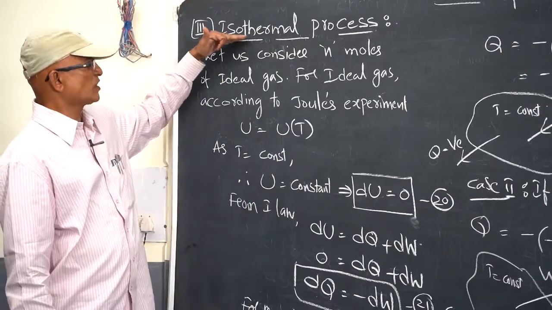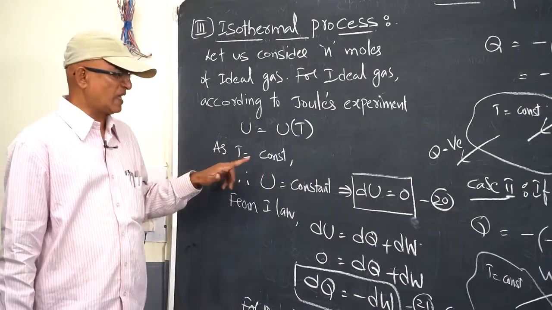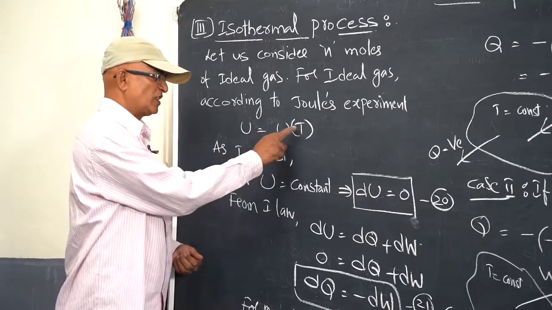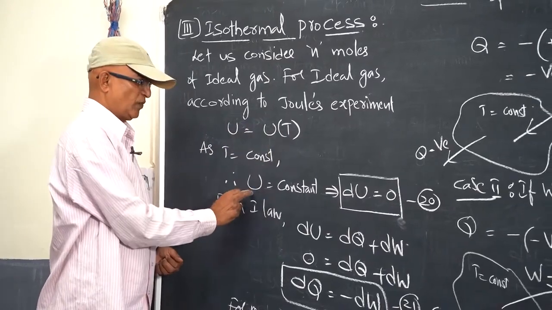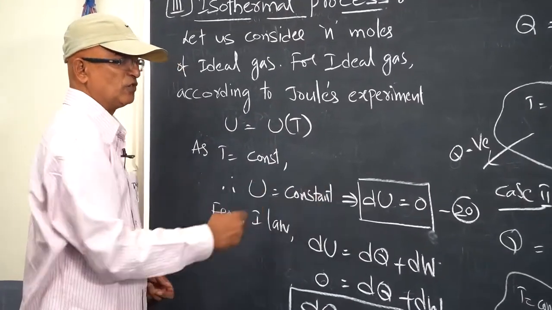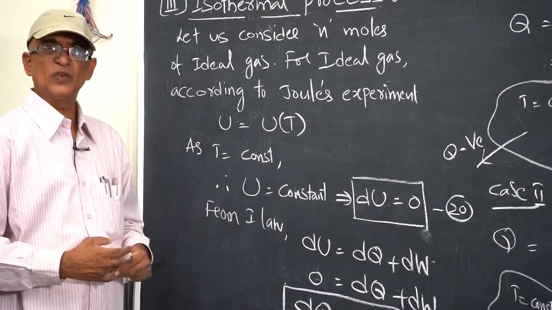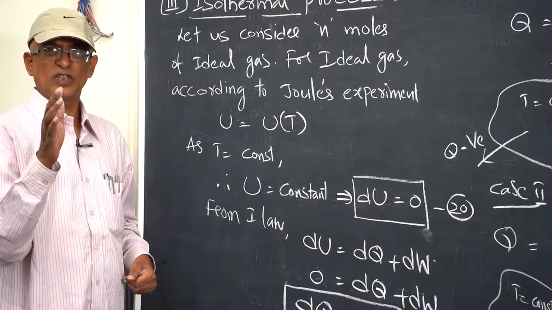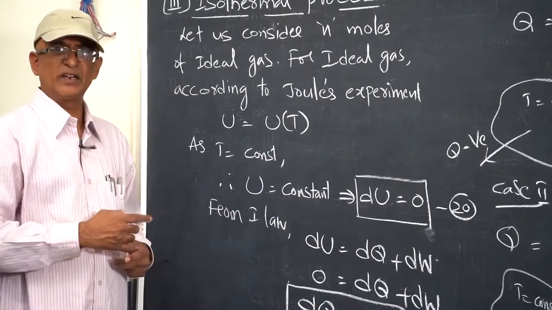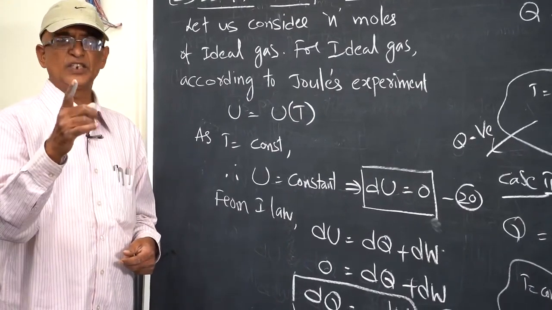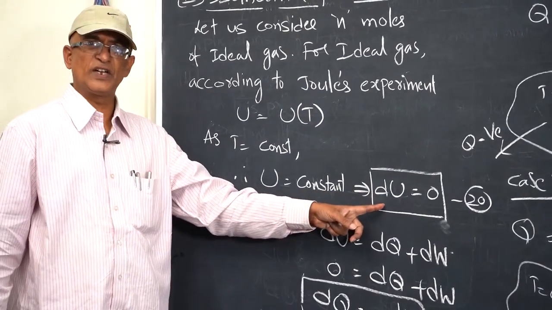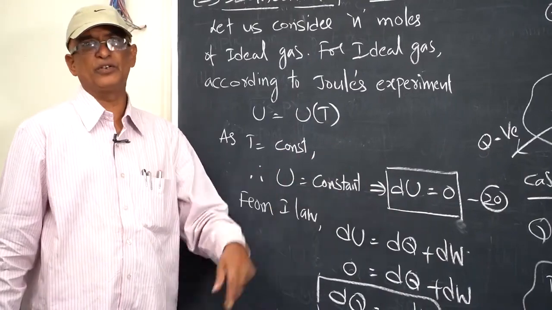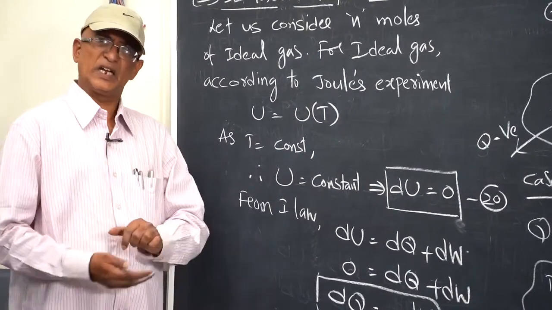But in this process, temperature is constant, and therefore internal energy remains constant. Therefore U is constant, that implies dU is equal to 0, change in internal energy is 0. So in isothermal process, when you are considering ideal gas as the system, the internal energy always remains constant and the change in internal energy is 0. This is a very important objective question repeatedly asked in the entrance exams.